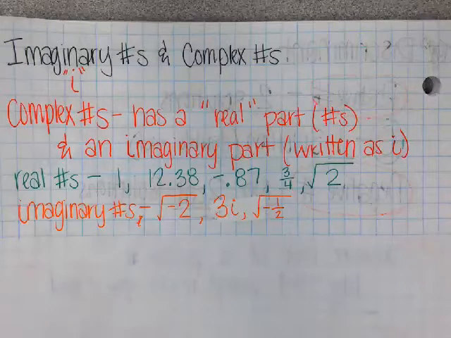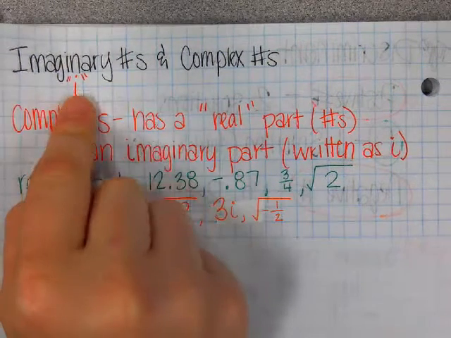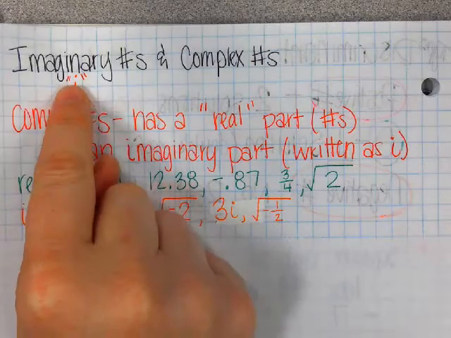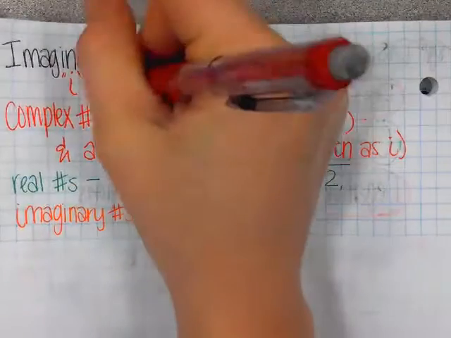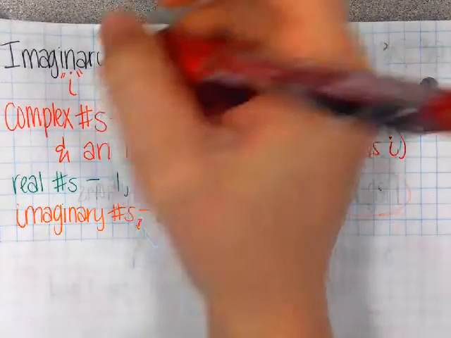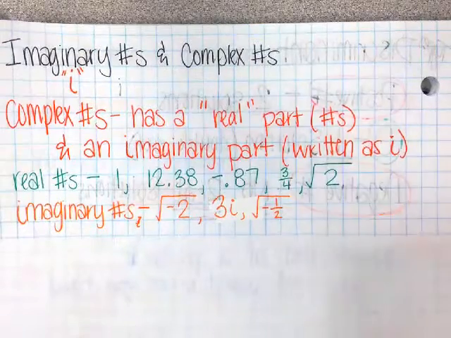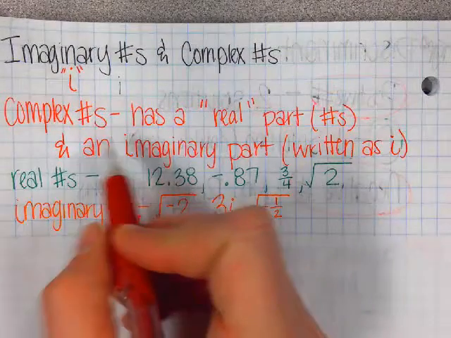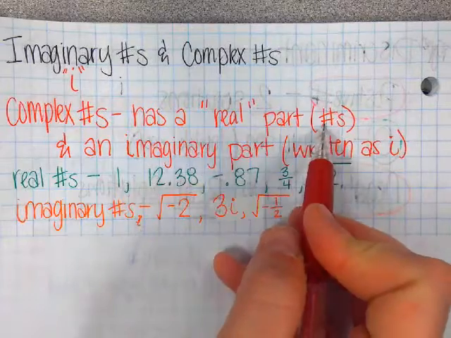So, imaginary numbers and complex numbers. Imaginary, we always use an i, and you'll always see it with a little curve on it. If you don't, and you write it like this, sometimes it can be mistaken as a 1. So you'll always see it have that little curve with an i. A complex number has a real part and an imaginary part.